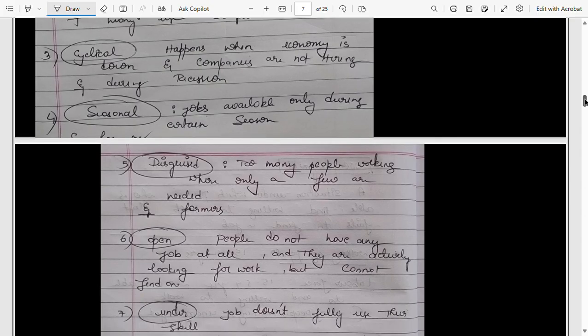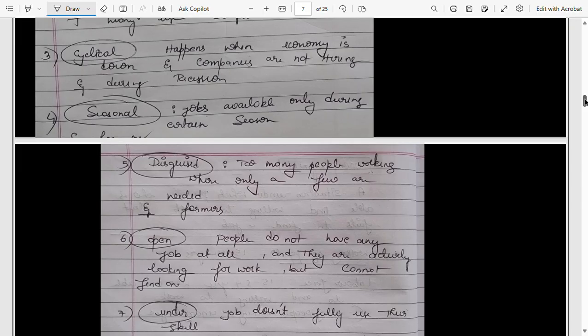Then we have cyclical unemployment. This happens when the economy is down and companies are not hiring. This happens when there is a recession in the economy. At that time the money supply is low because there is no profit for the companies. So they hire fewer employees, right? So again, people stay unemployed. This happens during a recession. That comes under cyclical.